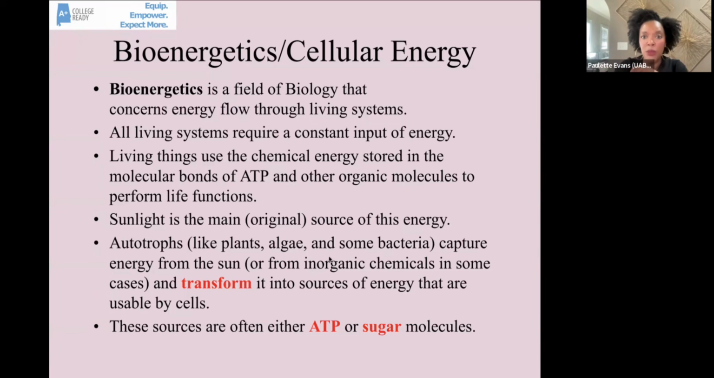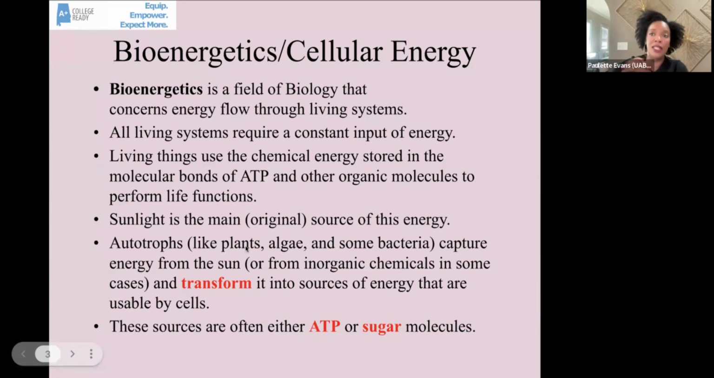All right. Living things use chemical energy stored in the molecular bonds of ATP, and ATP is a super important molecule that we'll talk about in just a second in more detail, and other organic molecules to perform life's functions. All right. Sunlight is the main or original source of energy. Autotrophs, like we just saw in the picture before, or producers like plants, algae, and some bacteria, capture energy from the sun or from inorganic chemicals in some cases, and transform it into sources of energy that are usable by cells.